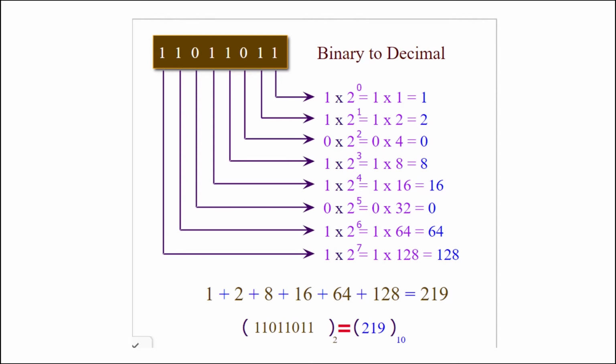So guys, get the sum of these decimal values: 1 plus 2 plus 8 plus 16 plus 64 plus 128. So the value is 219. That's how we should convert a binary number to a decimal number.